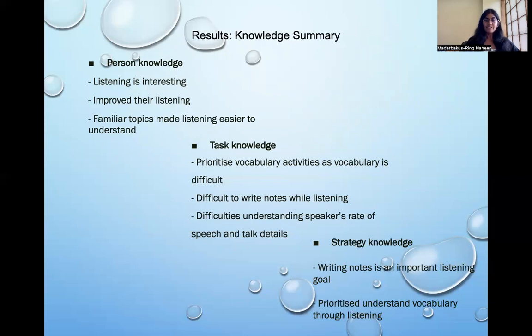In strategy knowledge, they do understand the importance of writing notes as they listen as an important listening goal. And they also feel that prioritizing understanding new vocabulary throughout the lesson, whether that's before, while, or after listening, is also important.